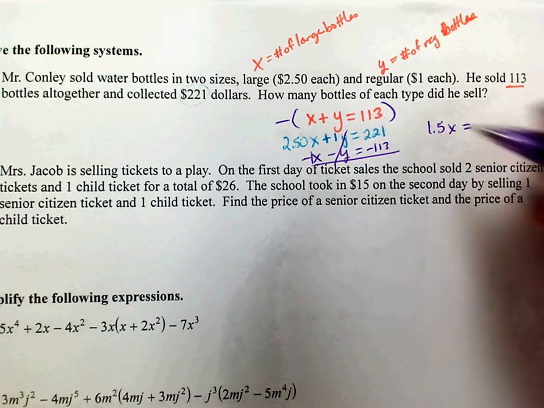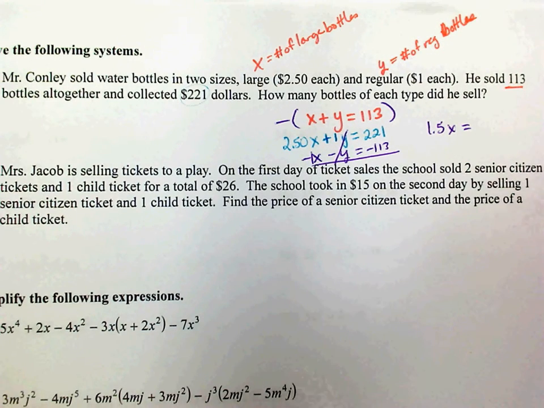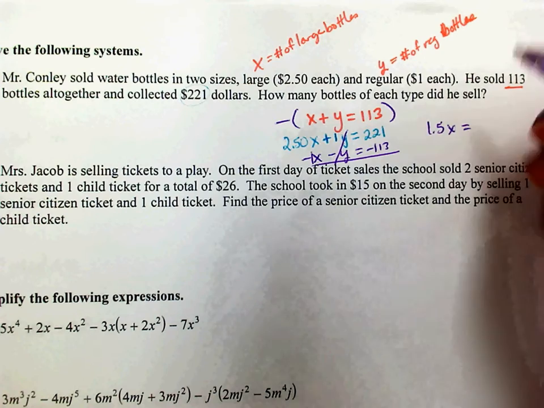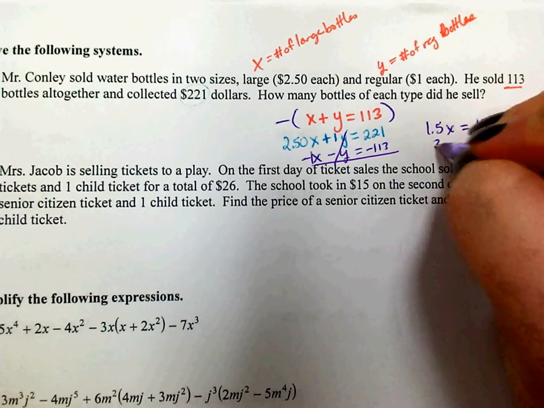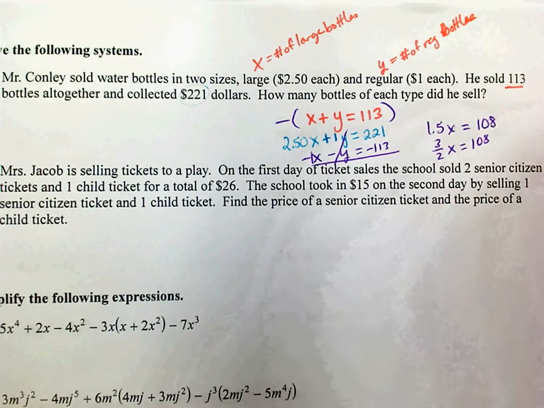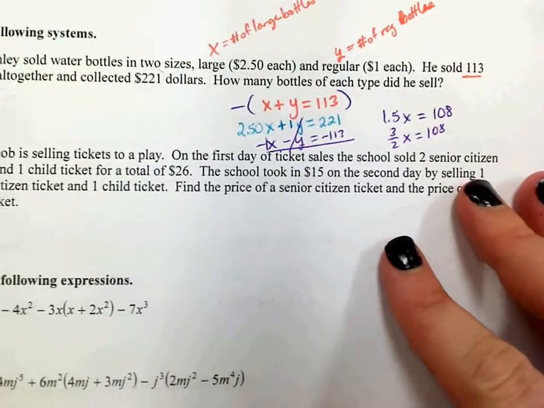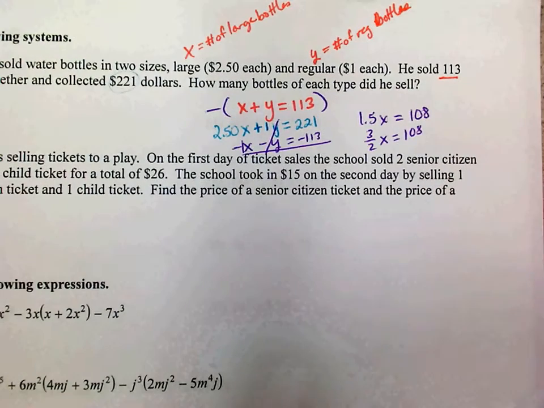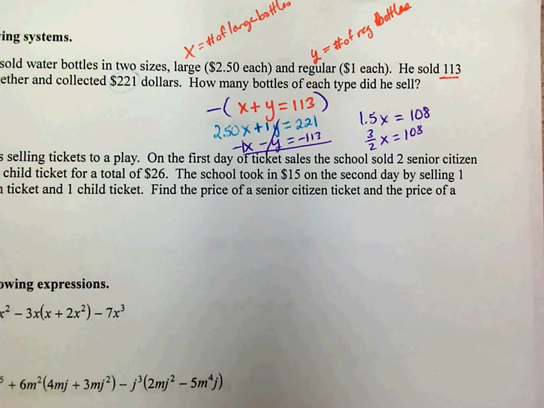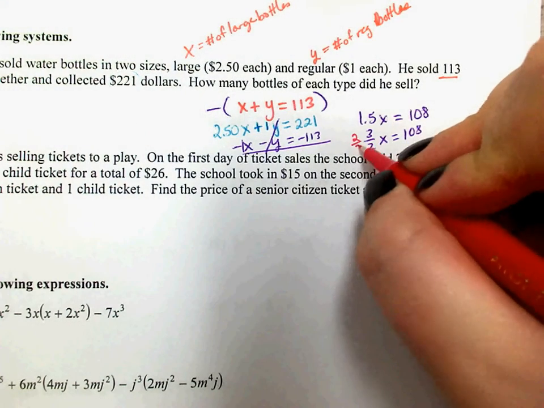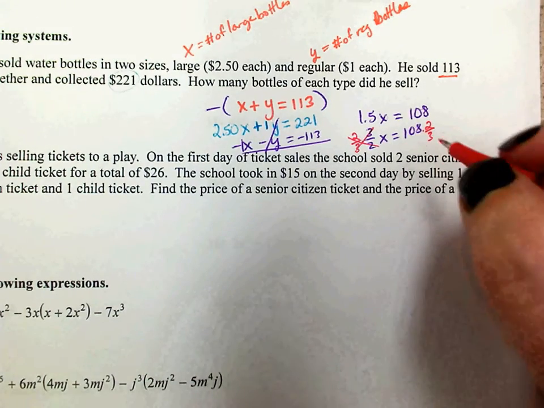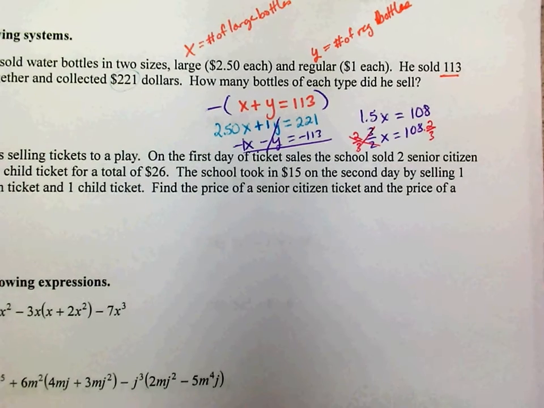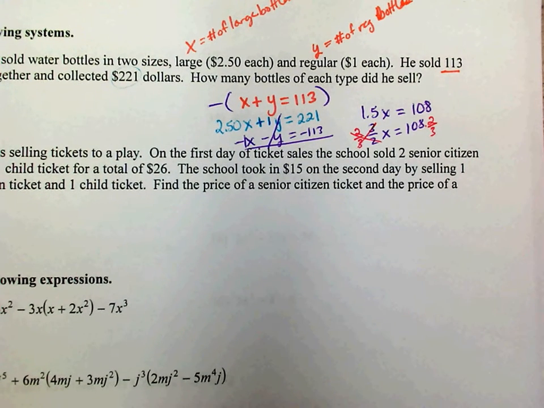You can do this in the calculator, but 1.5 is 3/2, so 3/2 x equals 108. So if I'm trying to solve for x, I would multiply by the reciprocal of 3/2, and that's 2/3. Like I said, you can do this in the calculator, but I prefer you to try and do it by hand. So if I multiply by 2/3, I'll simplify out. 108 divided by 3, 3 goes into 10 3 times with 1 left over, 18, so 36. And 36 times 2 is 72. So x equals 72. And remember, x is the number of large bottles.